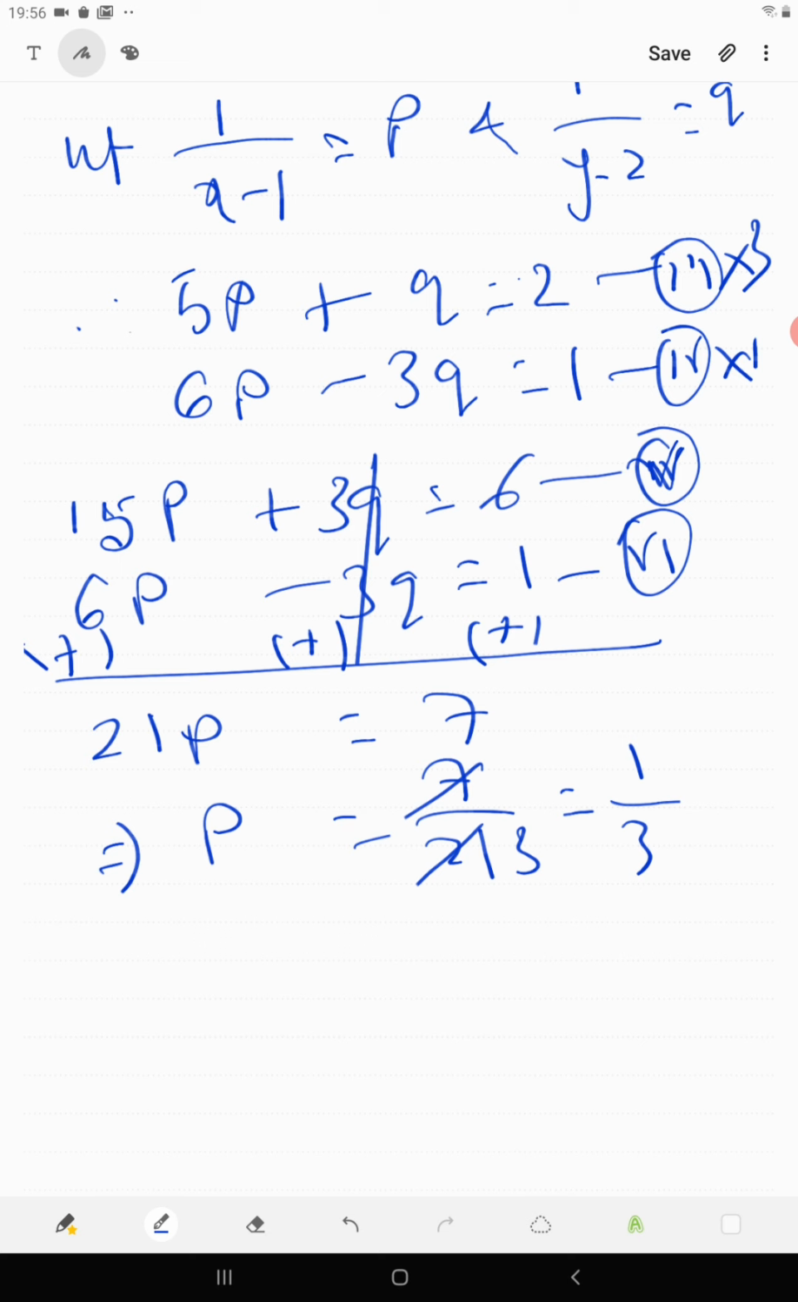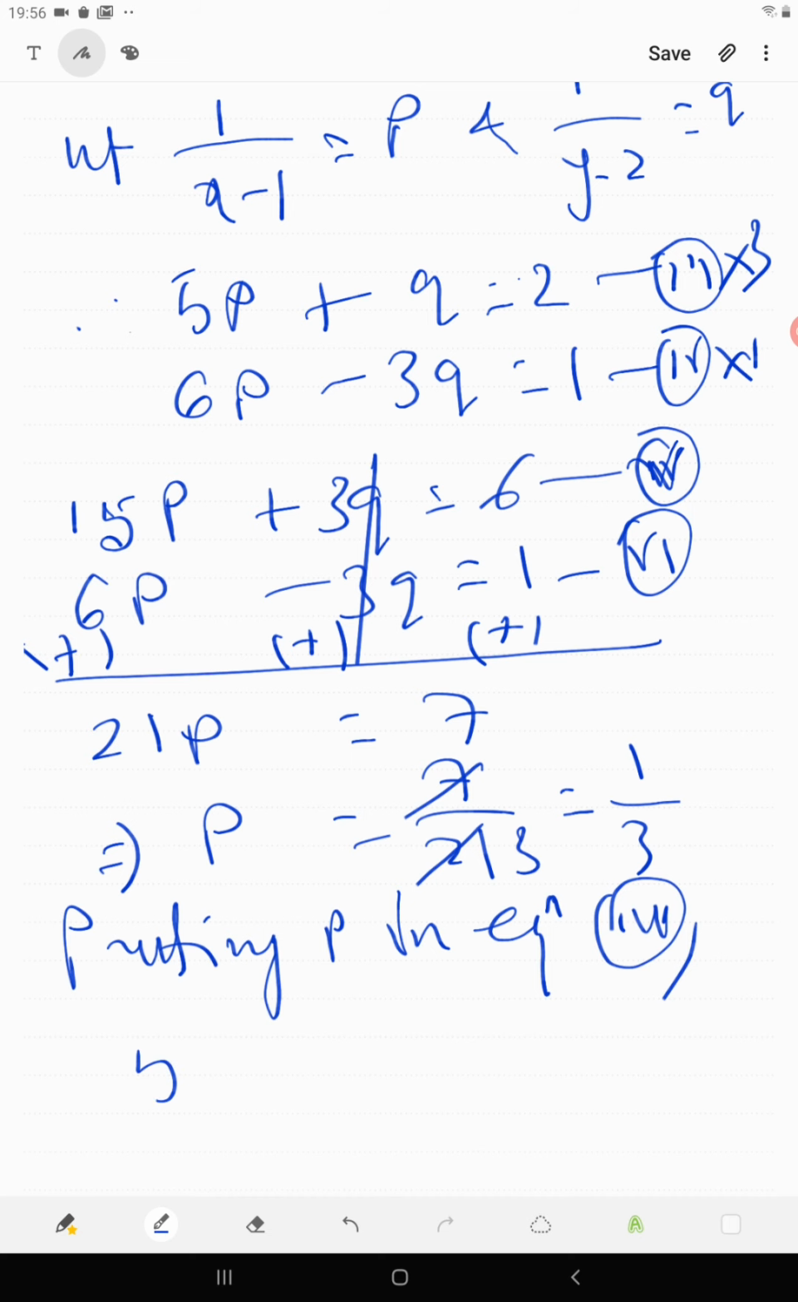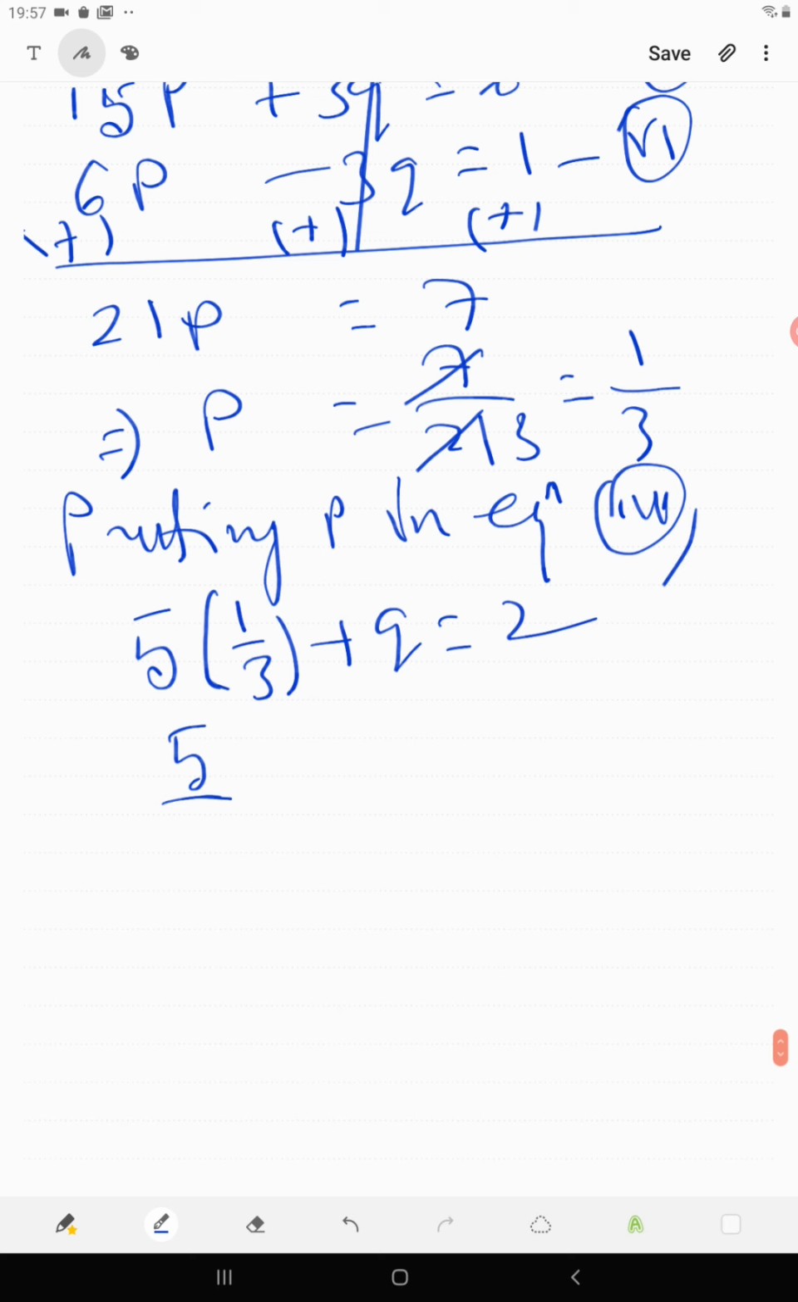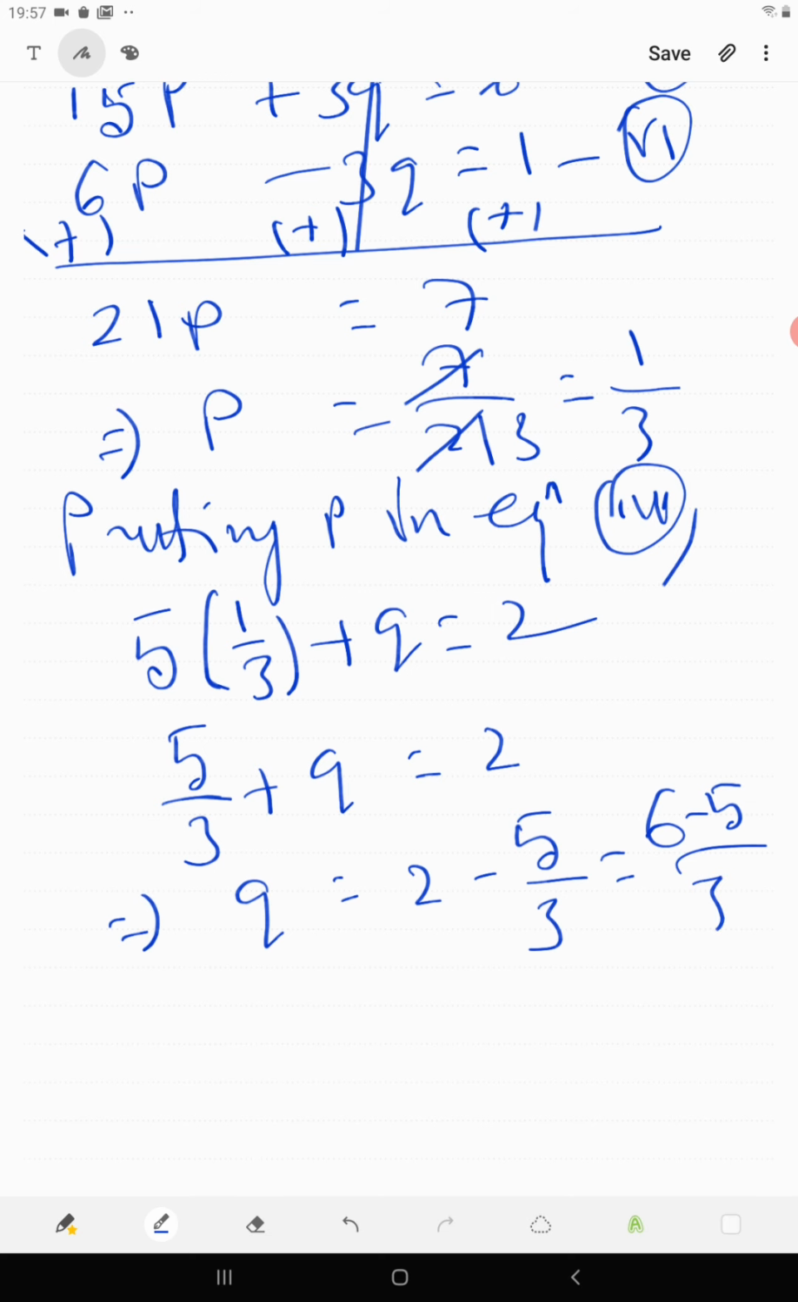Similarly, if you put p equals 1 by 3 in equation 3, so putting p in equation 3, what will happen? 5 into 1 by 3 plus q equals 2. So 5 by 3 plus q equals 2. q equals 2 minus 5 by 3. So 2 into 3 is 6, minus 5, by 3. So q equals 1 by 3.